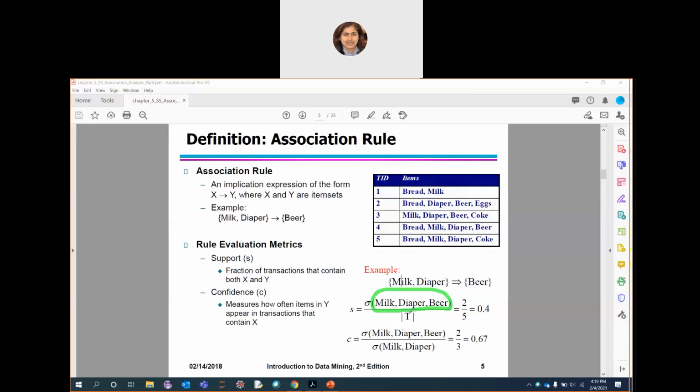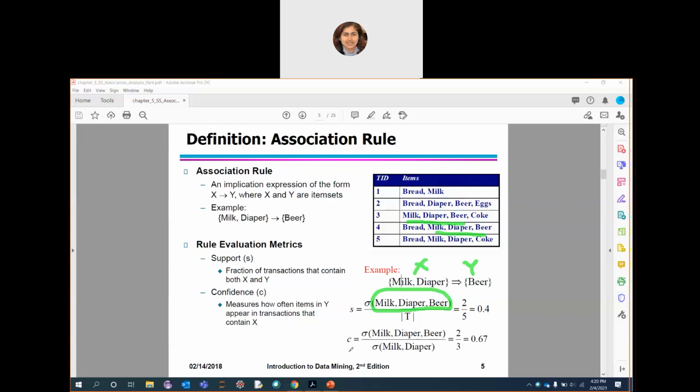First, you include both of the sides. Let's say this is x, this is y. You include both of them together. So milk, diaper, beer: how many times is it occurring in the transactions? Milk, beer, diaper occurs 2 times. That is why you have 2 here, divided by the total number of transactions.